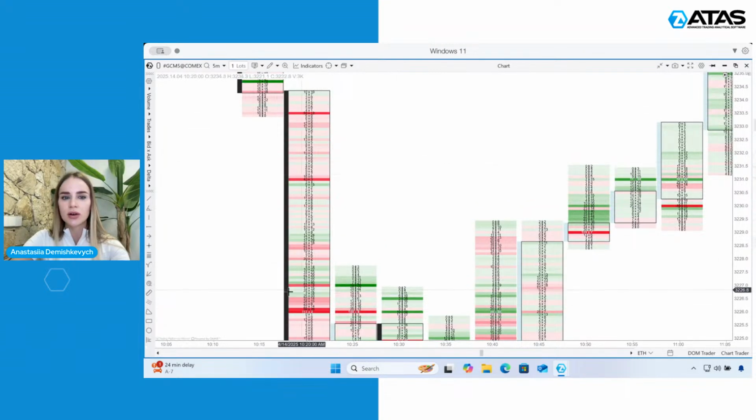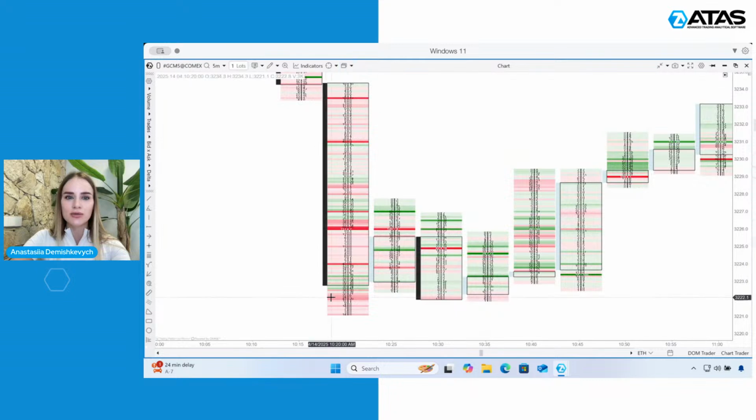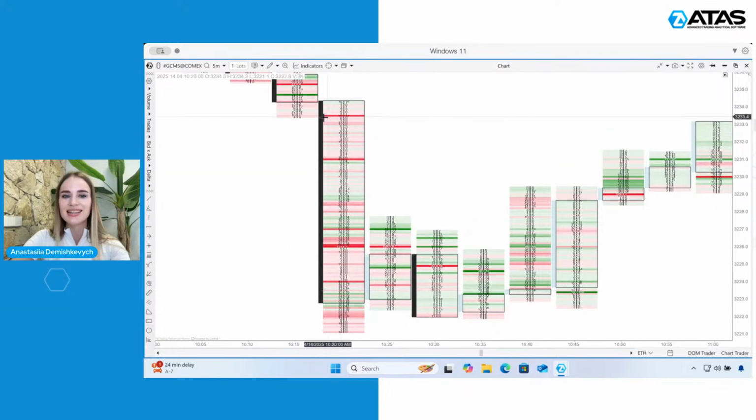We see several red clusters. So I want you to look specifically at this footprint cluster. You see that it's mostly red, which shows the activity and the pressure of sellers appearing. We don't see any bright green clusters, barely any positive delta. About 70% of this specific footprint candle is actually red, with bright red deltas occasionally happening.